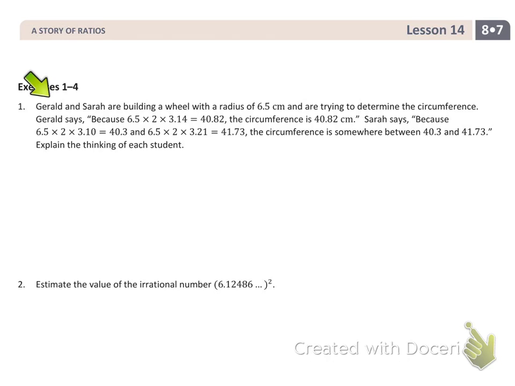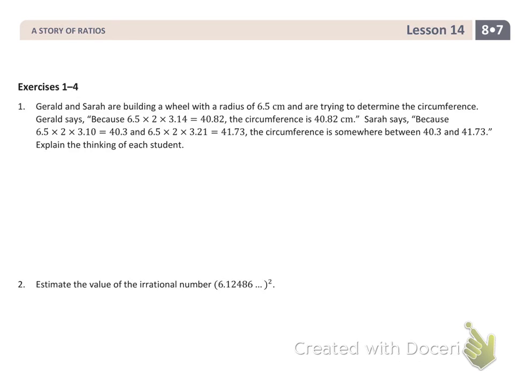Okay, so Gerald just used 3.14 for pi, and so he's getting an approximate value for the circumference based on 3.14 for pi. Sarah wants to know what it's between, so she's giving a lower and an upper estimate for the circumference of the wheel. Okay, so both could be useful in different settings. If you just want one number, then you might want to go with Gerald's. If you want a range, you could go with Sarah's. Okay, so that's what they're thinking there.